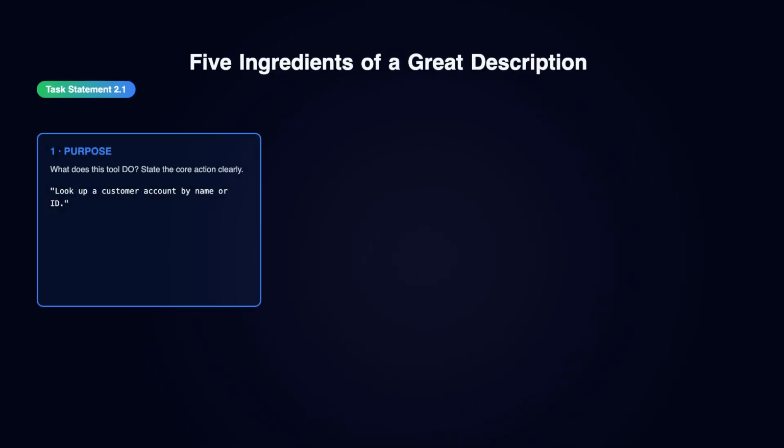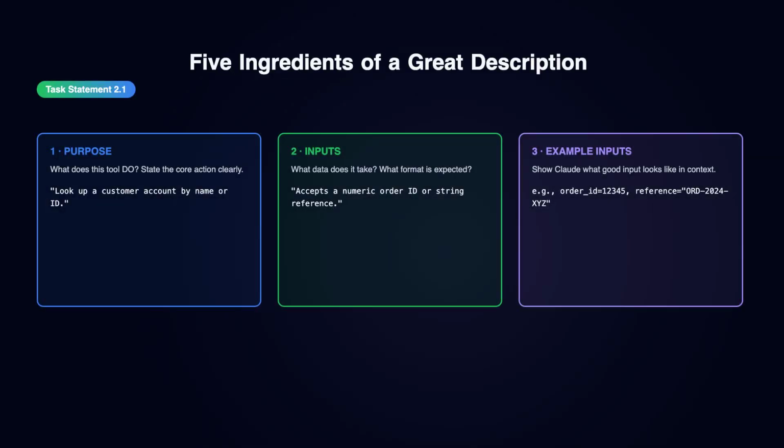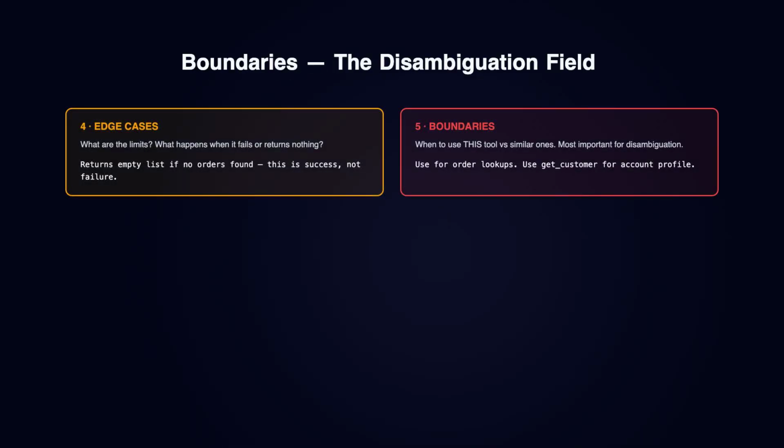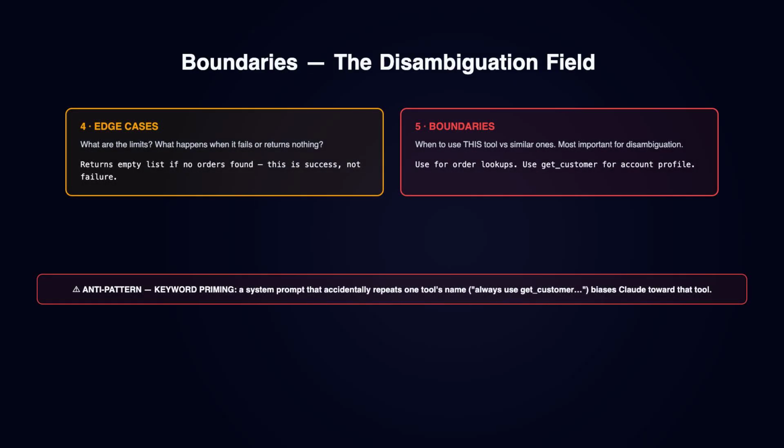Task Statement 2.1 asks, do you know what makes a tool description excellent? There are 5 ingredients. 1. Purpose, state what the tool does in plain language. 2. Inputs, describe what data it takes and in what format. 3. Example inputs, show Claude what good input looks like in context. 4. Edge cases, what happens when there are no results and what are the limits. 5. Boundaries, when should Claude use this tool versus a similar one.